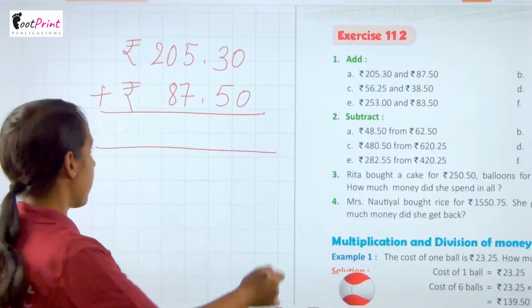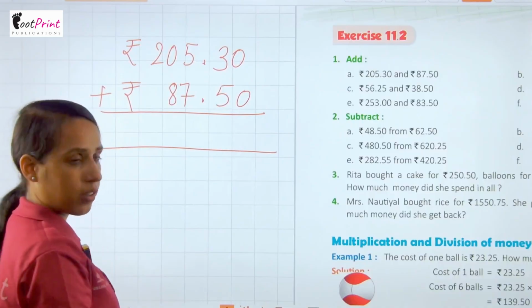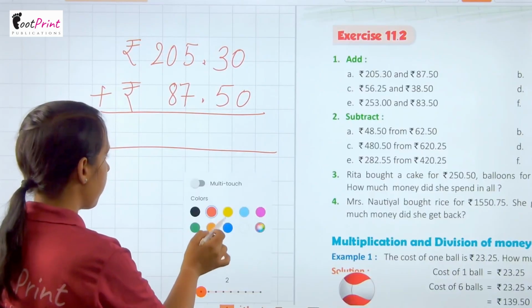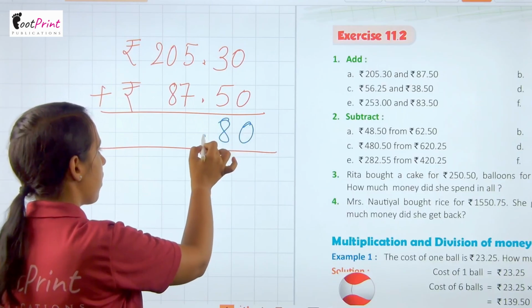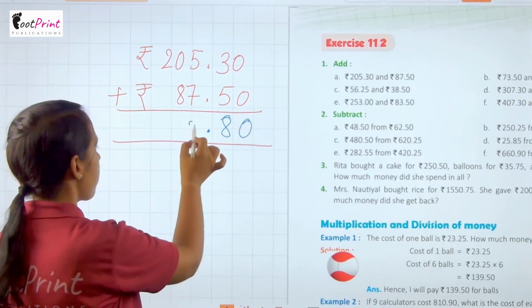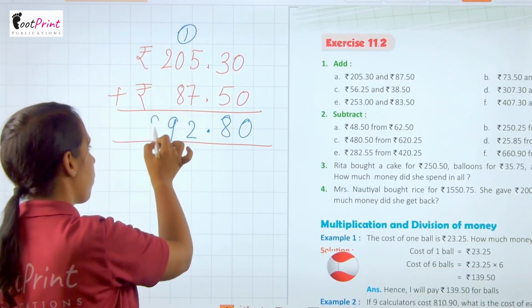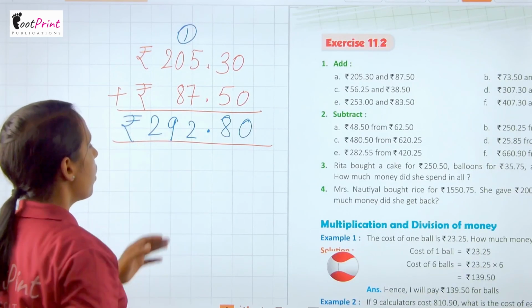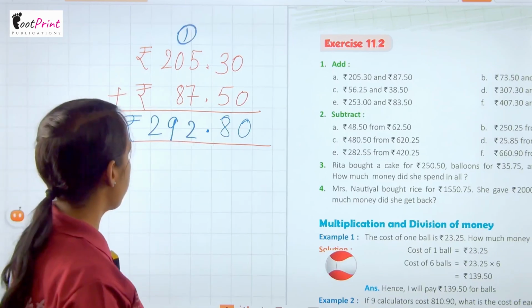Jab bhi aap add karenge toh ye dhyan rakhenge: point ke neeche point. Okay, now we will add it. So let's add it. 0 plus 0 is 0. 3, 5, 8, 5, 7, 12. 1 carry over here. 8 and 1 is 9, and 2. So we get the sum 292.80 rupees.